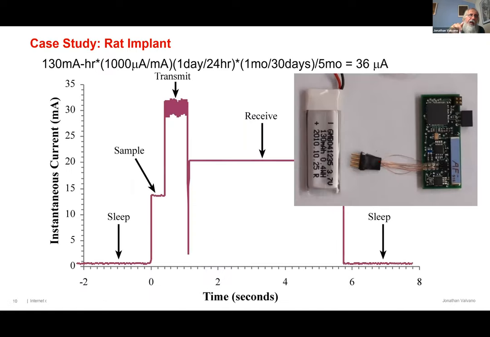Okay, so here's an actual current profile, and there's my current budget. If I take a 130 milliamp lithium ion battery, I take my battery. This is just converting milliamps to microamps. I'm converting days to hours. I'm converting months to days. And there's my desired lifetime, 5 months. And now when I do that math, I need to run less than 36 microamps.